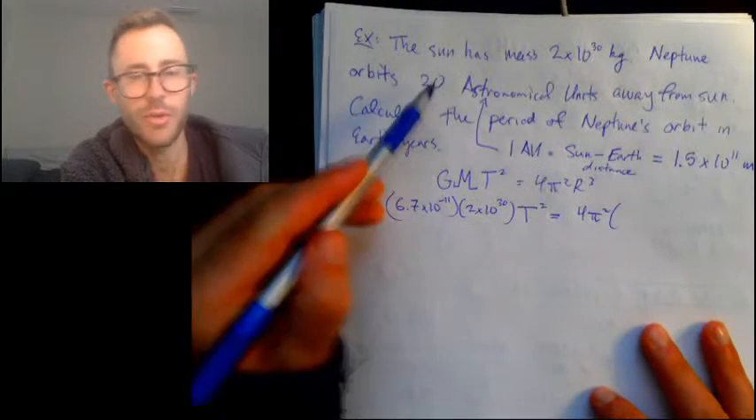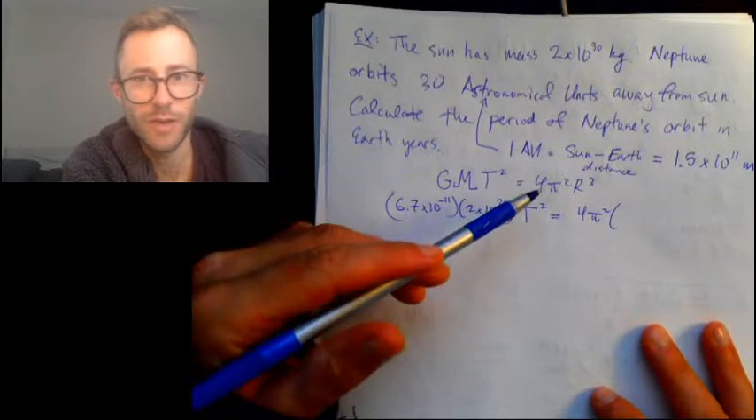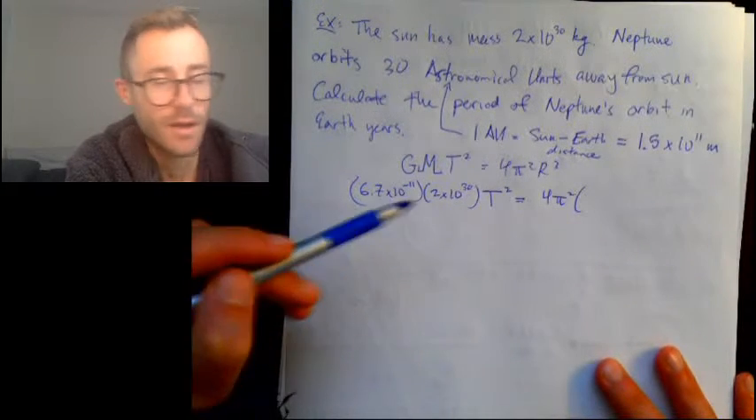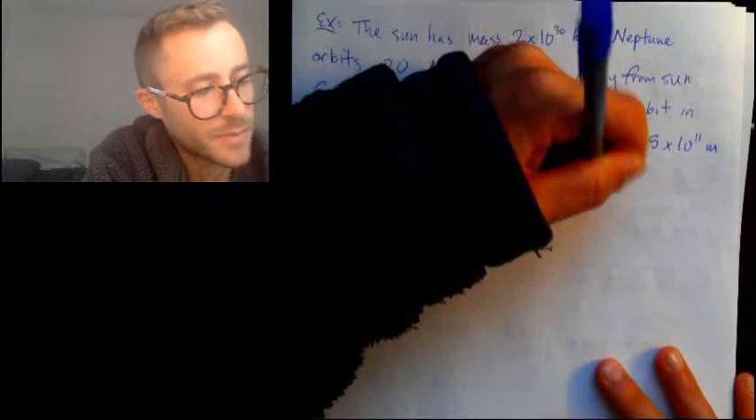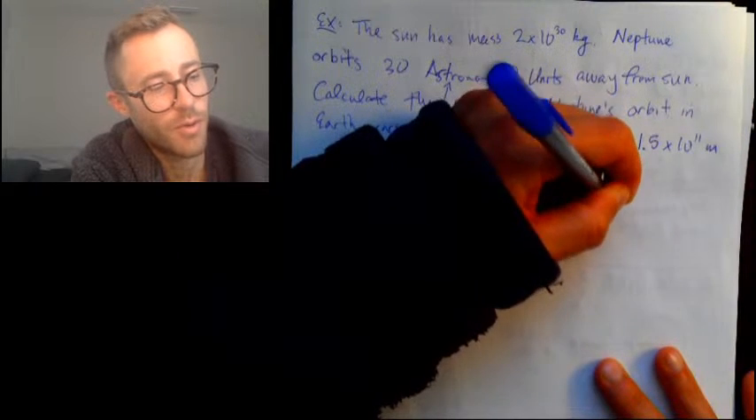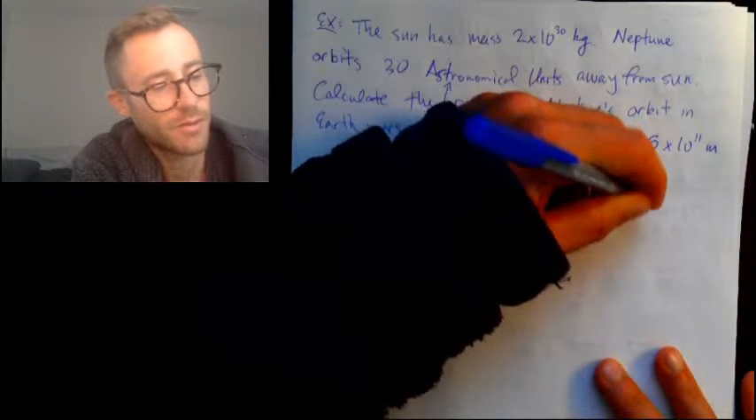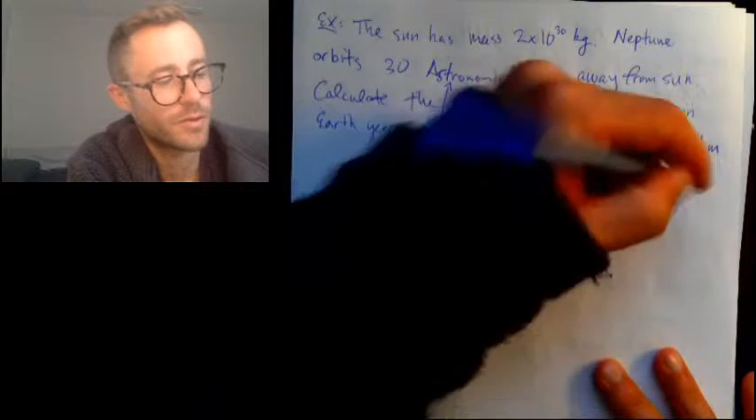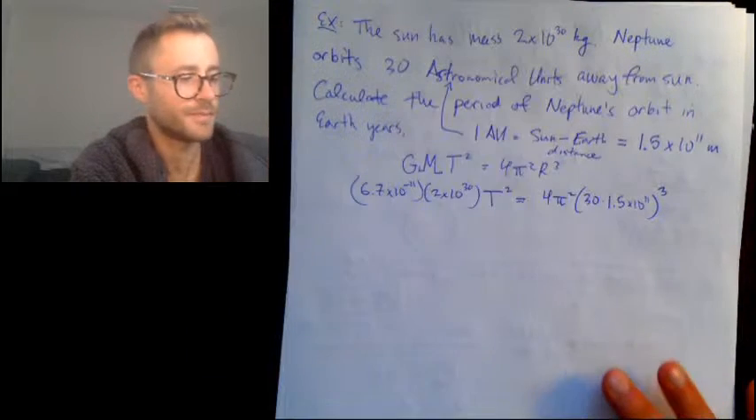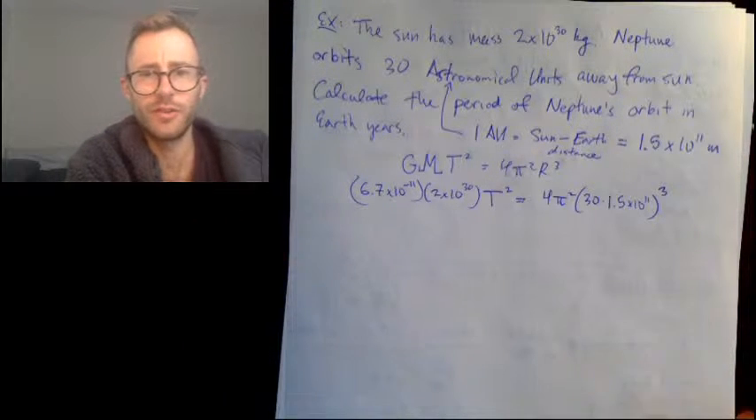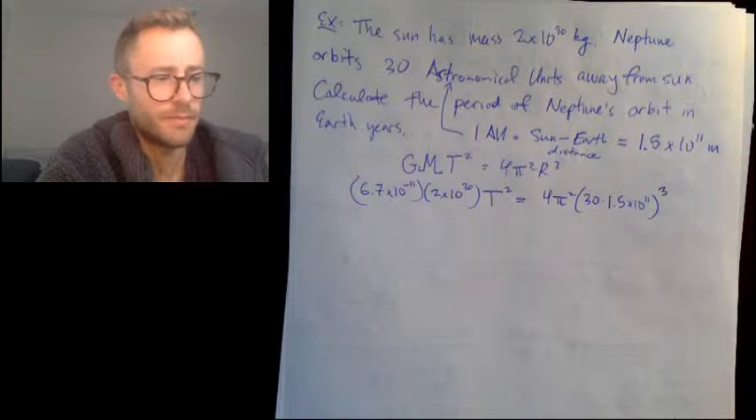Now we wouldn't just put 30 squared because we've got to put it into meters, okay? So we get 30 astronomical units, but 1 astronomical unit is 1.5 times 10 to the 11th meters. So we have 30 times 1.5 times 10 to the 11th, cubed. So I'm going to do this in a little bit more detail.